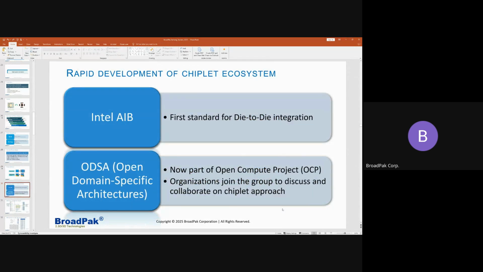So the interface, one of the things that evolved way back then was the Intel AIB interface. This was the first standard for the die-to-die integration. And then along with that, we had the ODSA, which is the Open Domain Specific Architecture, which is now part of the Open Compute, or the so-called OCP. And what this organization does is that it's got a bunch of groups for them to discuss and collaborate on the chiplet approach.